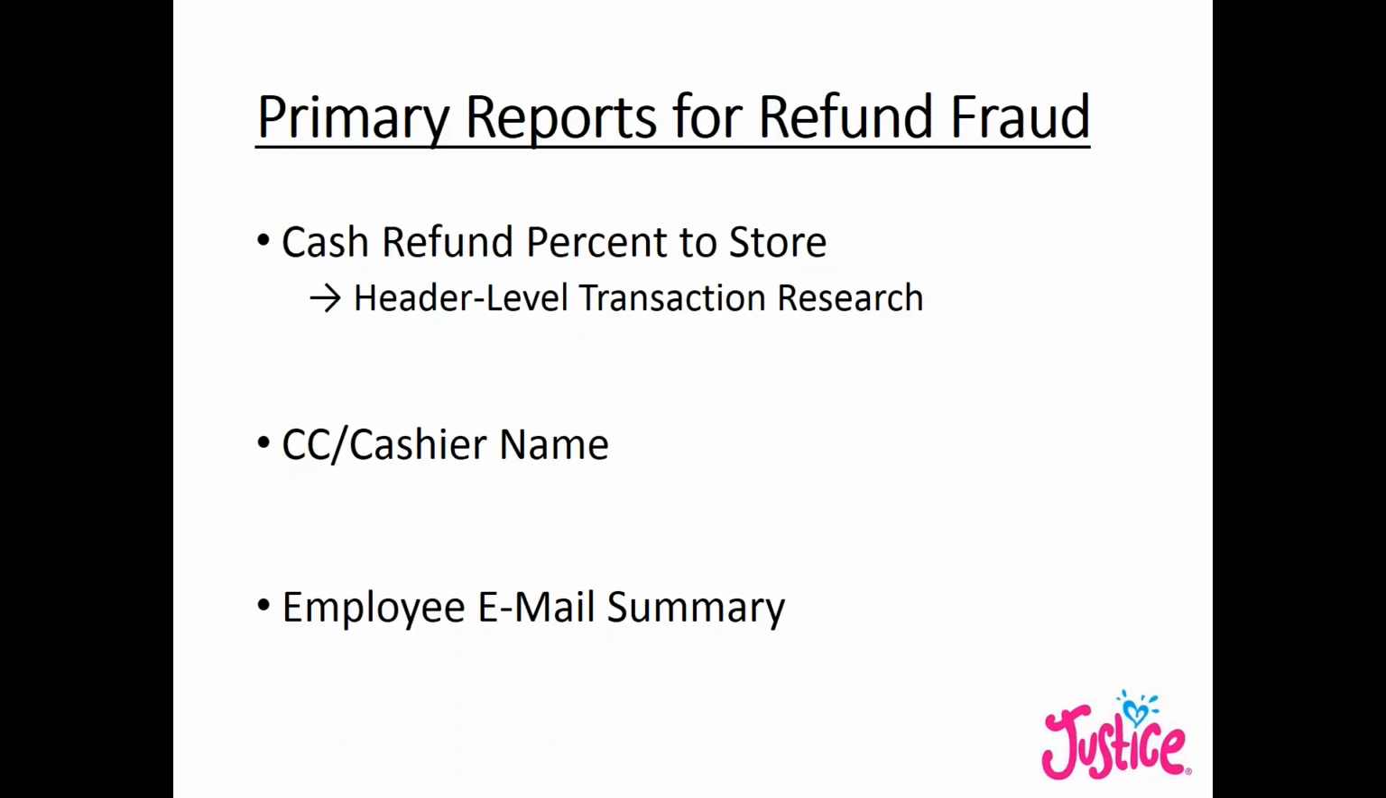The second report is the credit card cashier name. We are lucky enough here to have our cardholder names still come through because of the smattering of data that we actually do get into our system, so we're able to use that. And then finally, the employee email summary, basically looking at customer email addresses that have also been used in employee transactions, and thus we can tie them back to an associate.